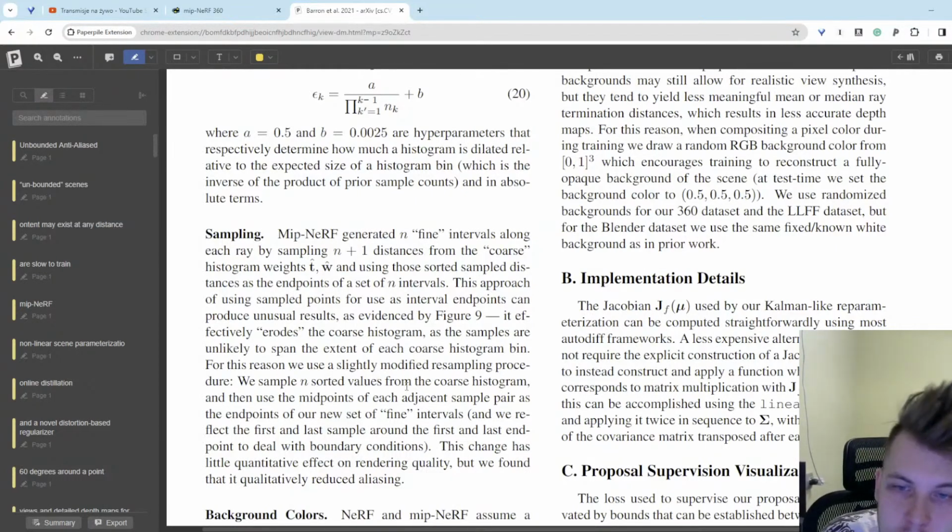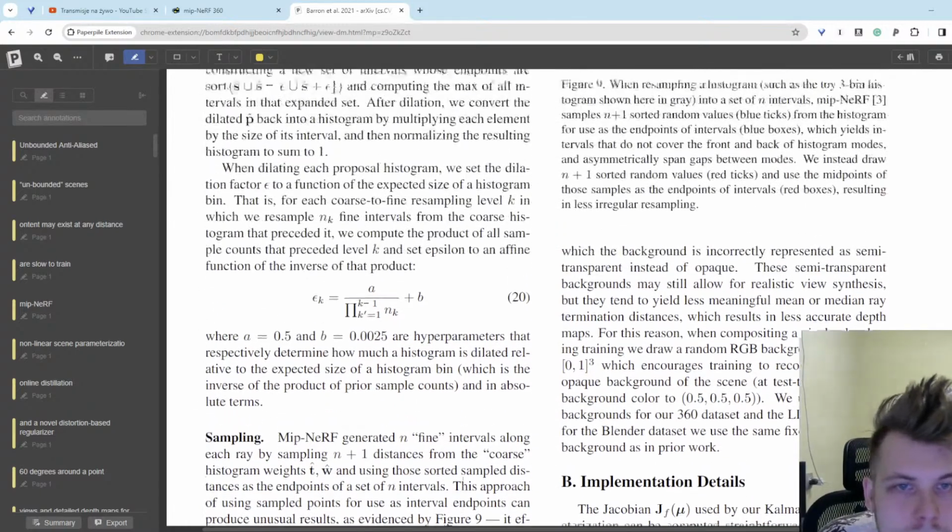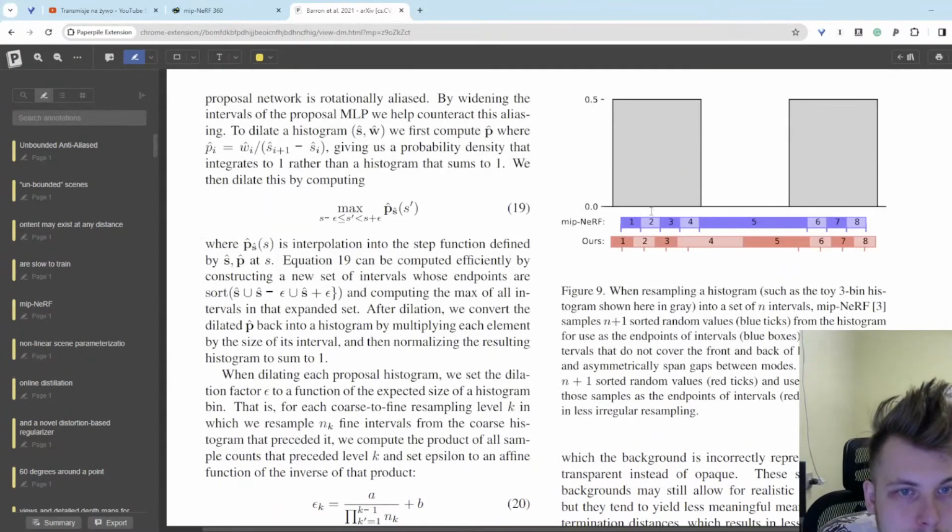We sample n sorted values from the coarse histogram, and then we use the midpoints of each adjacent sample pair as the endpoints of our new set of fine intervals, and we reflect the first and last sample around the first and last endpoint to deal with the boundary conditions. This change has little quantitative effect on the rendering quality, but we found that it qualitatively reduced aliasing. Okay, so instead of doing this here, we just do this. Sounds good.